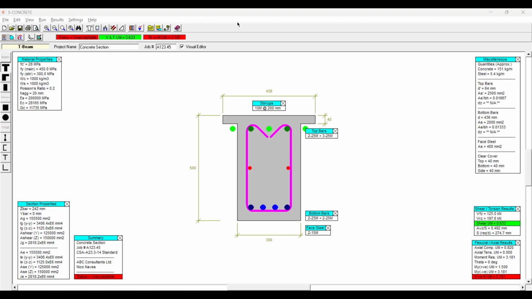Number three is the shear spacing envelope. The shear spacing envelope generated by this software shows the required stirrup spacing along the beam length. The highest shear force occurs at the support where it is 368.